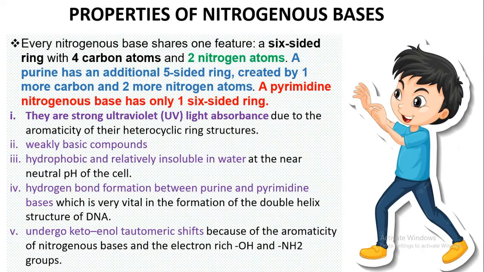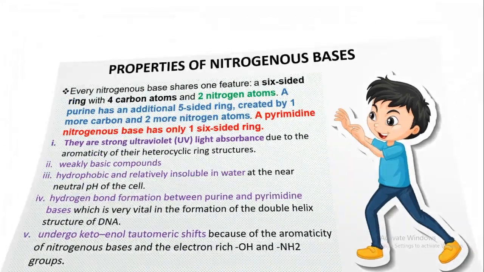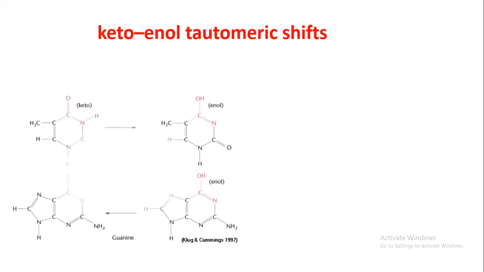They can be a keto or an enol type of isomer, and this is because of the electrons, having an OH and NH2. This will be explained in terms of a picture on the next slide. So, keto-enol tautomeric shift. For example, if you look at thymine here, this is the area of interest. So this keto is changing into an enol form.